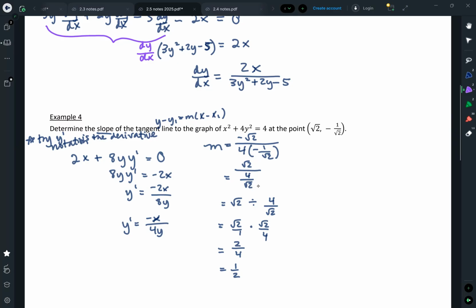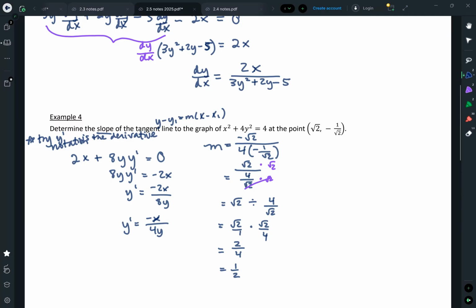The other trick I could have used to simplify this that I think is faster is I could say root 2 is a baby denominator. Multiply the top and the bottom by root 2. Here it cancels. Here it makes square root of 2 times square root of 2 over 4. I would have gotten my answer much faster. So I really do think that multiplying by the baby denominators is a cool way to do these.